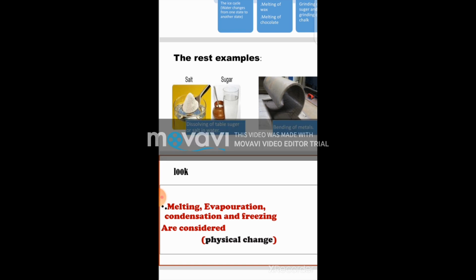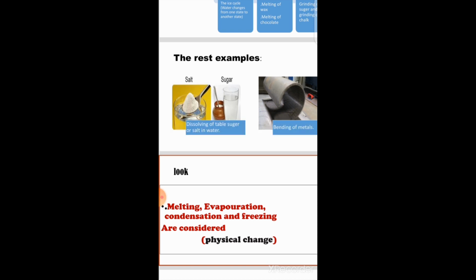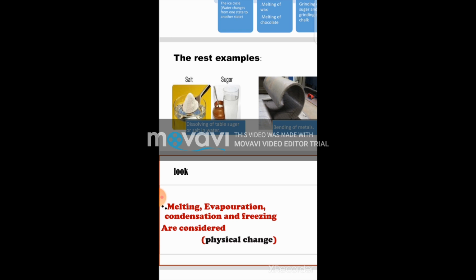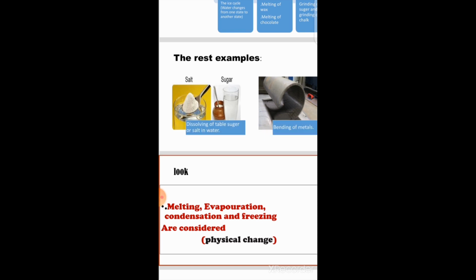Write the scientific term. A change in the appearance of matter without any change in its structure is a physical change, and a change in the shape and structure of matter is a chemical change. Give reason. Dissolving of sugar is a physical change because it's a change in the shape or appearance of matter without any change of its structure.